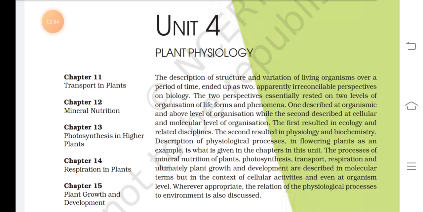The processes of mineral nutrition of plants, photosynthesis, transport, respiration, and ultimately plant growth and development are described in molecular terms, but in the context of cellular activities and even at organism level wherever appropriate. The relation of the physiological processes to environment is also discussed.